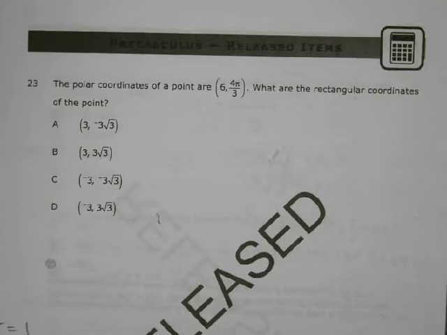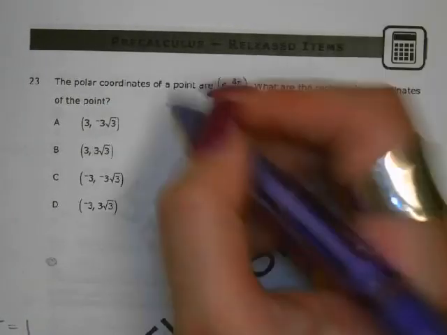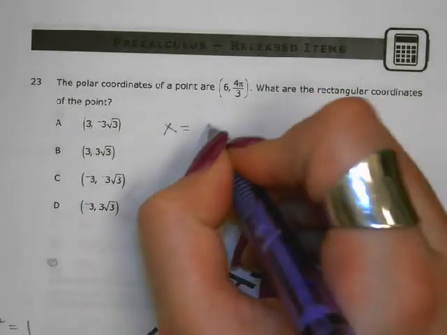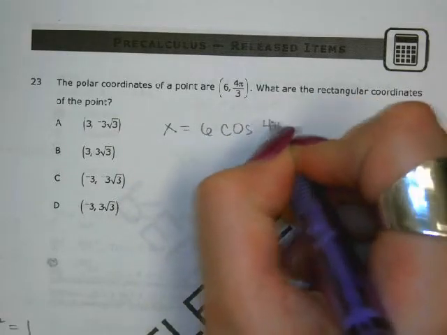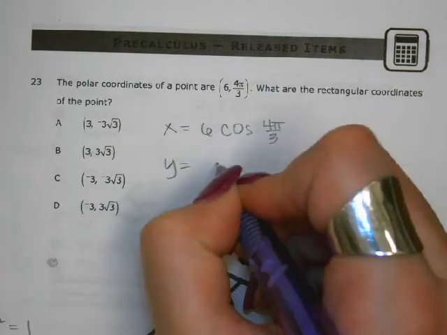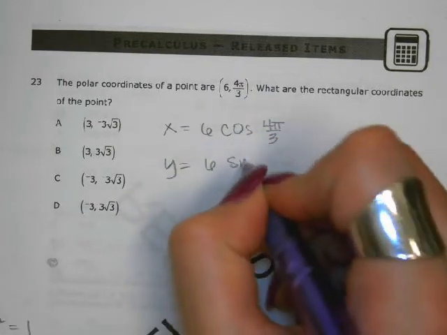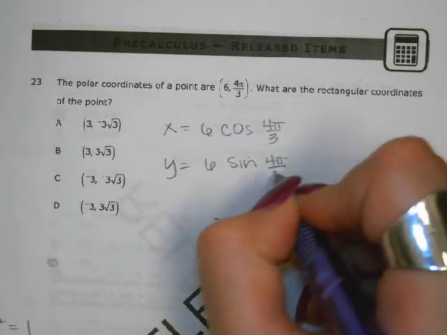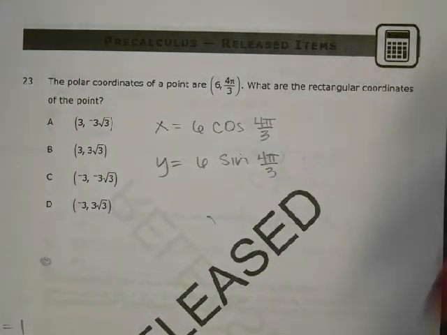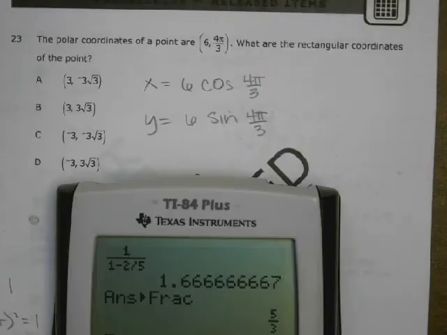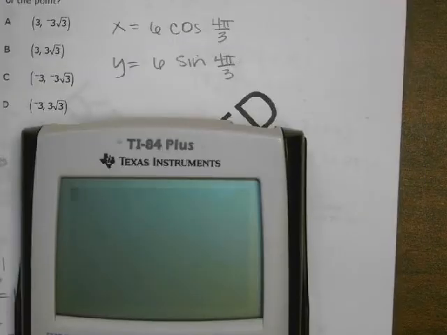All right, and then the last problem, the polar coordinate of a point is 6, 4 pi thirds. What are the rectangular coordinates? So we have x equals r times cos theta, y equals r times sine theta. They have given you the answers in exact form, which means their intention is that you do the math yourself using what you know about the unit circle, but we have a calculator for this, so we don't have to.